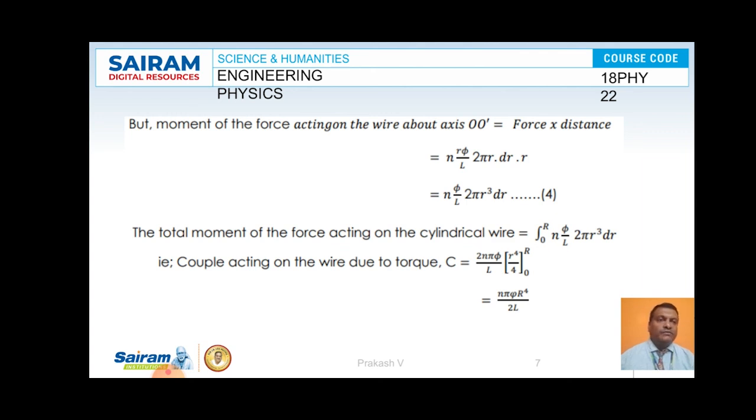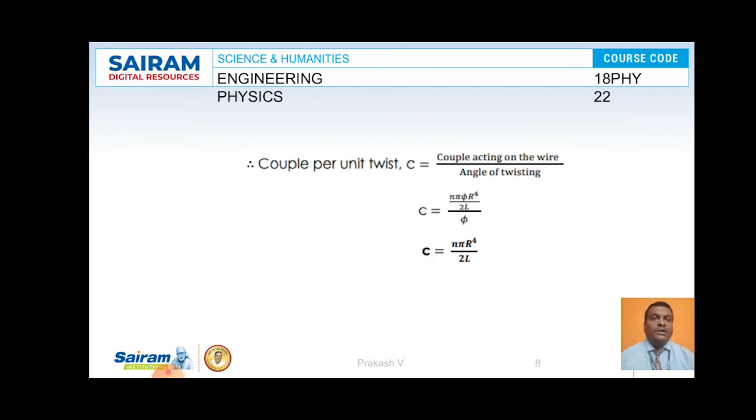So C is equal to N pi phi R to the power of 4 by 2L. The couple per unit twist is written as C is equal to the couple acting on the wire divided by the angle of twisting. The couple acting on the wire is N pi phi R to the power of 4 by 2L, and the angle of twisting is phi, so phi cancels here. On simplification, the couple per unit twist C is equal to N pi R to the power of 4 by 2L. This is the expression for the couple per unit twist of a solid cylinder. Thank you.